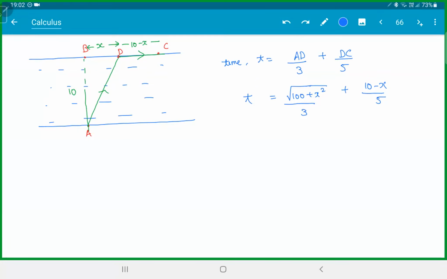But Ronak, question is find minimum time, not X. Yes, the question is to find the minimum time. So you have to find X and put it back in the equation. Try everyone, I'll give you a minute.